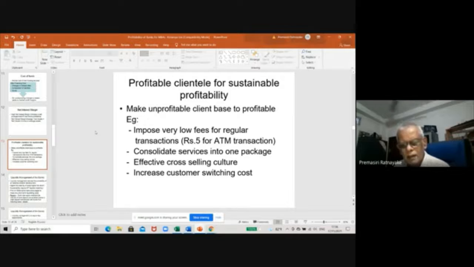Profitable clientele for sustainable profitability. Make unprofitable client base to profitable. Example, impose very low fees for regular transactions. Example of 5 rupees for each ATM transaction. Consolidate services into one package. Effective cross-selling culture. Increase customer switching costs. Basically, making the profitable clientele for sustainable profitability.